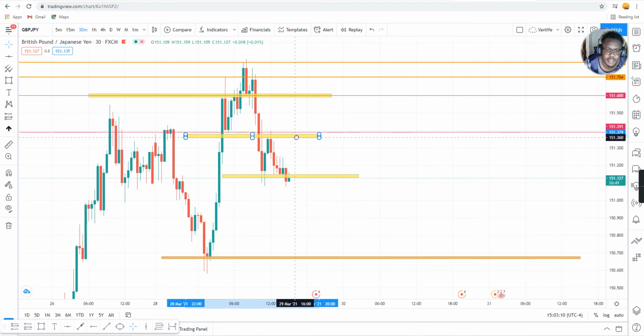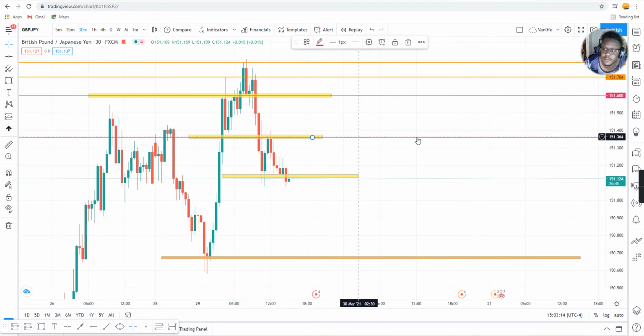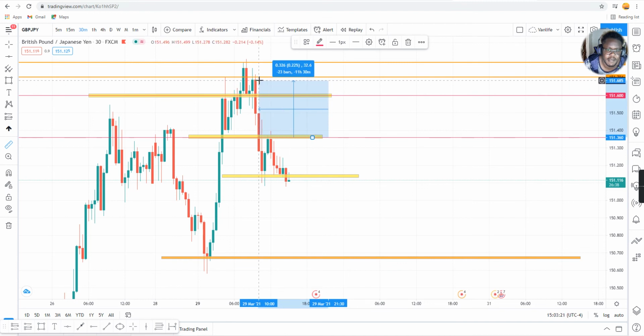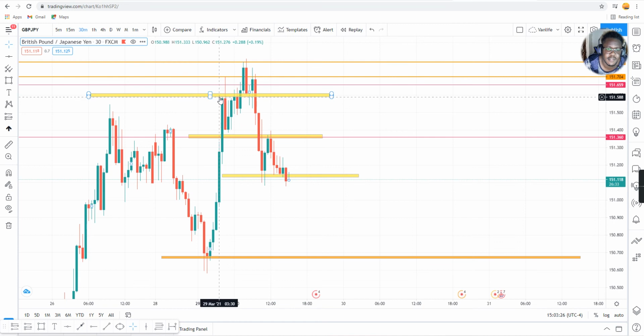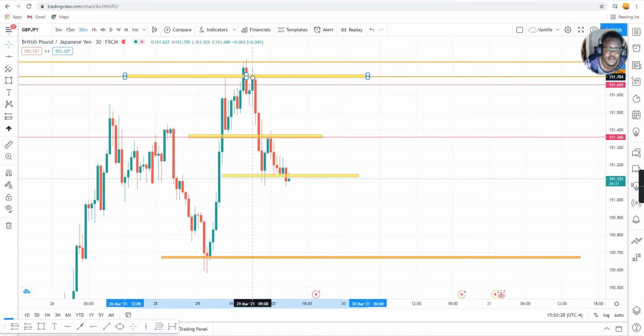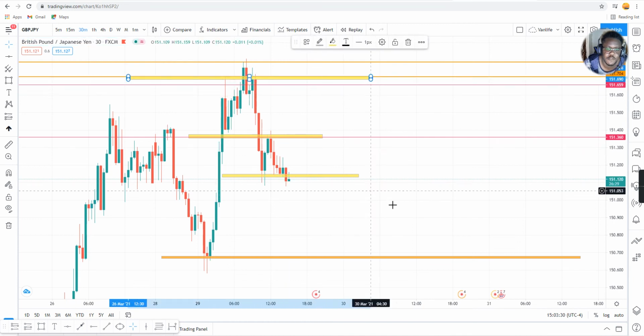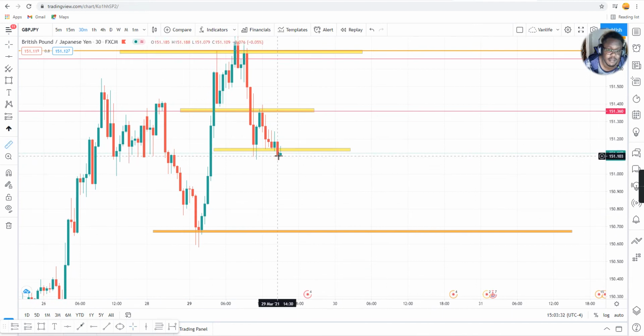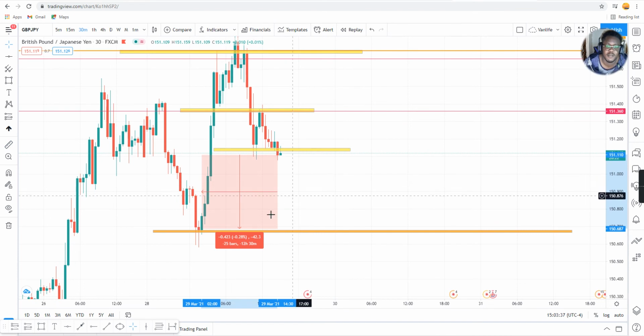Better buys will be above this level. Alright, so that's 151.360. So a better buy will be above here. And you have a 32 pip range all the way back up to here. So this is what I am looking at right now, if price continues to range overall. This is looking pretty good, but the only problem is that we don't have any volume in the market now. But this setup is pretty good for GBPJPY.